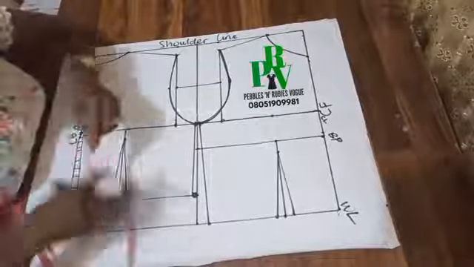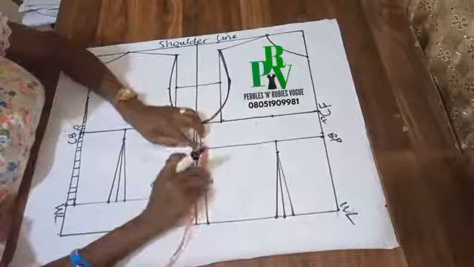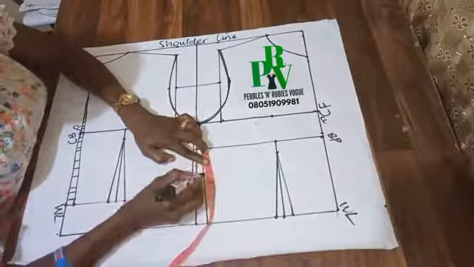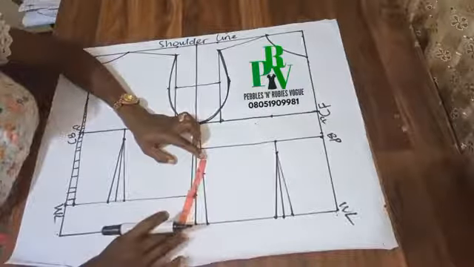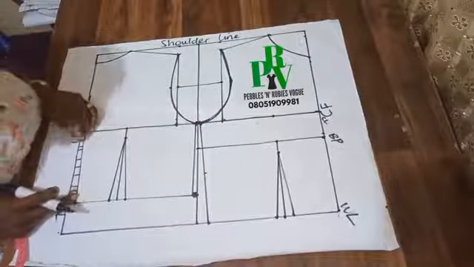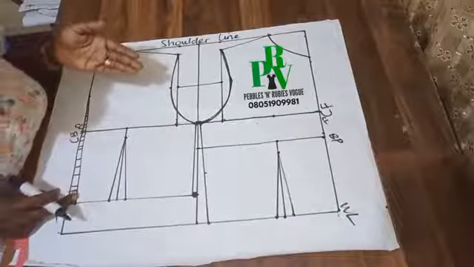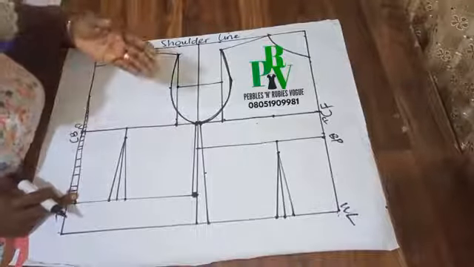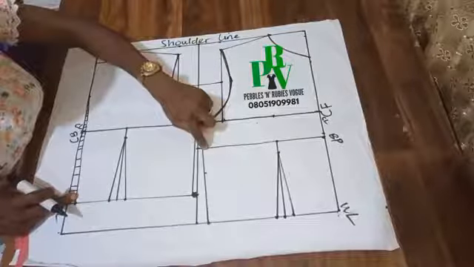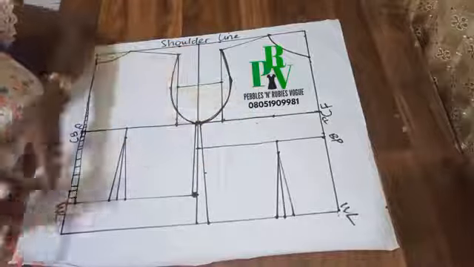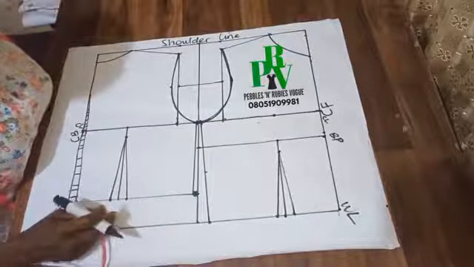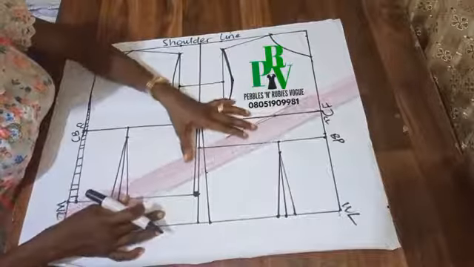So I'll come to my front block. From the bust point, I'll mark 2 inches. Remember, this is not the standard bust dart width. It depends on the difference between your front and back block. So let's assume your front block is 1 inch longer than the back block, so the width of your bust dart here will be 1 inch. So this is not static. I've measured my 2 inches, then I'll connect it to the bust point.